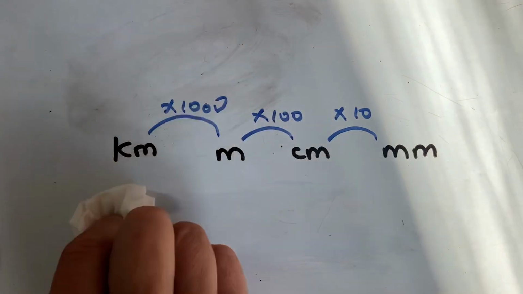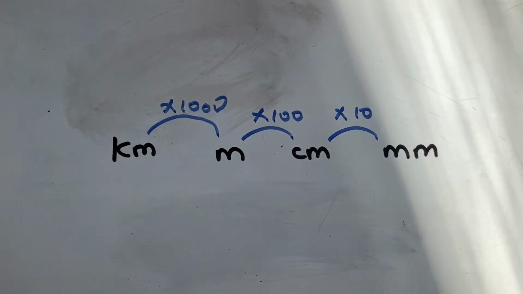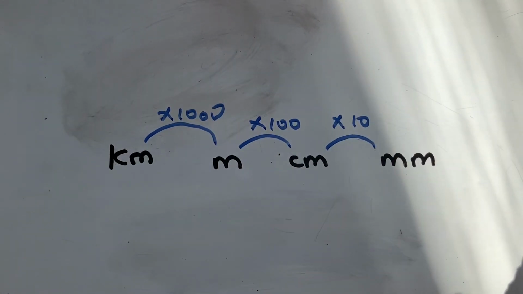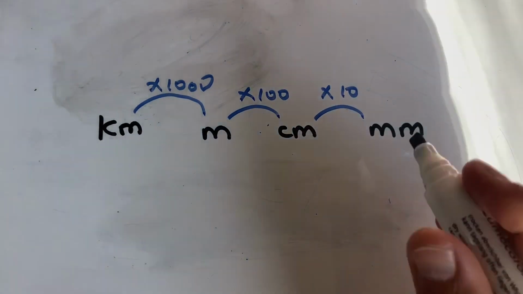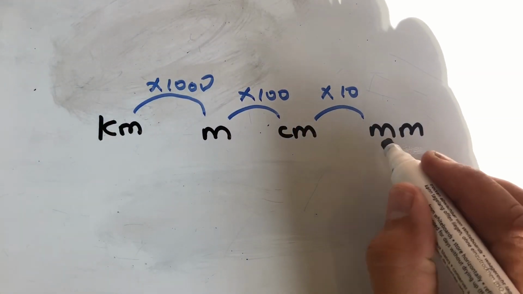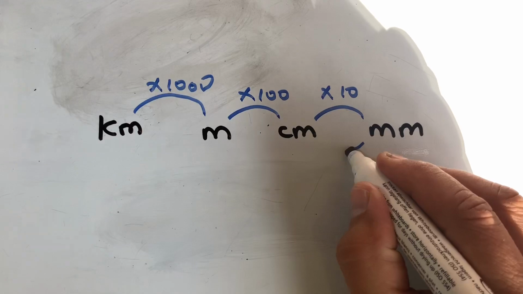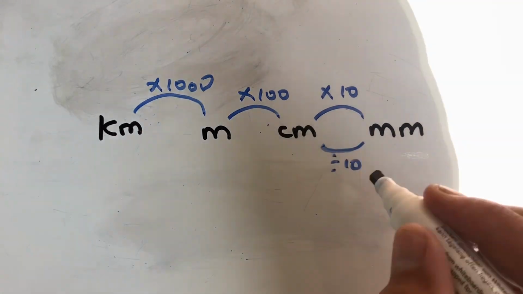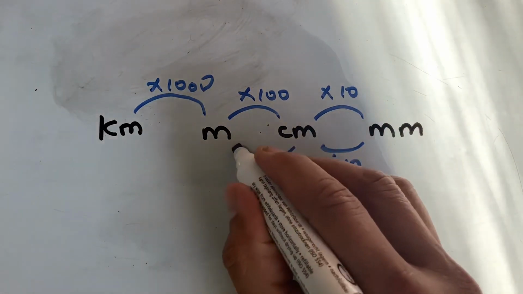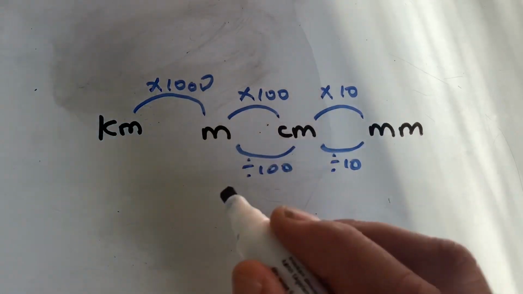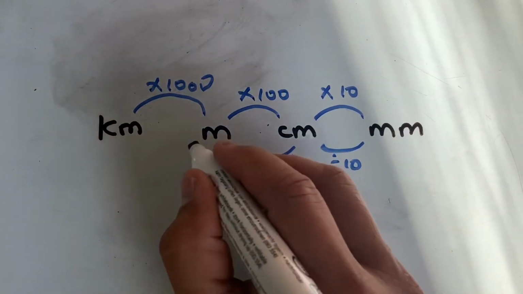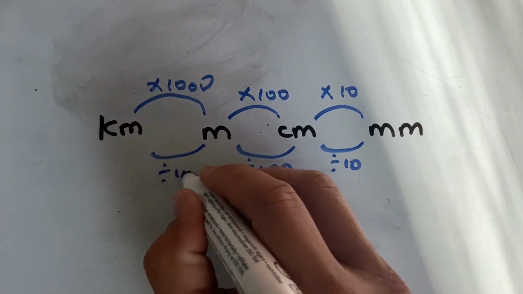The next way, if you want to convert the other way around, the simple thing is you do the reverse. If I want to convert a small unit like millimeters to centimeter, I divide by 10. Centimeters to meters, I divide by 100. And if I want to convert meters to kilometers, I divide by 1,000.